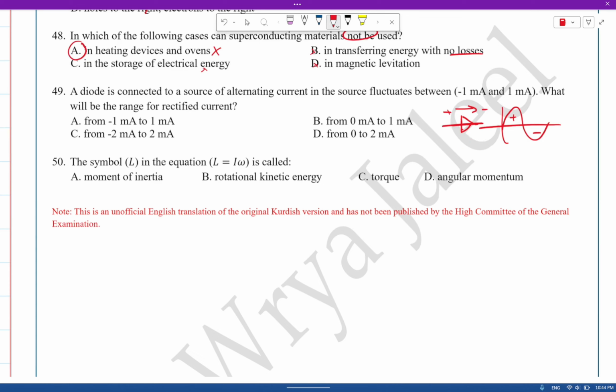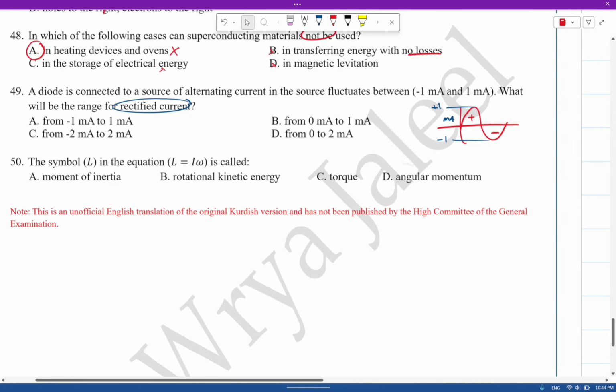So the question says, we have a current that fluctuates between what and what? Fluctuates between negative 1 milliampere, so this is in milliamperes, up to positive 1 milliampere. This is basically the values of current. So we have positive and negative since it is alternating. This is the value of the current. It says, what will be the range of the rectified current?